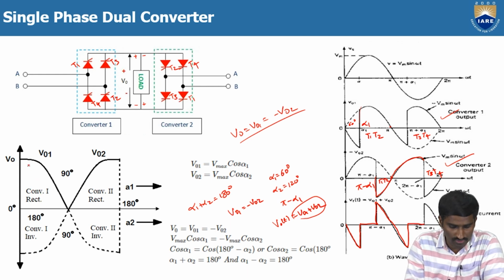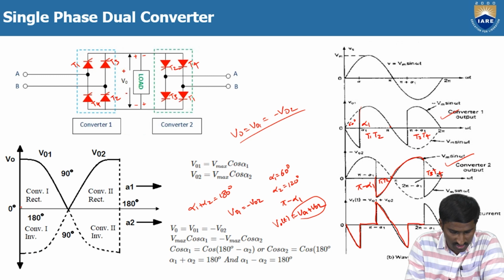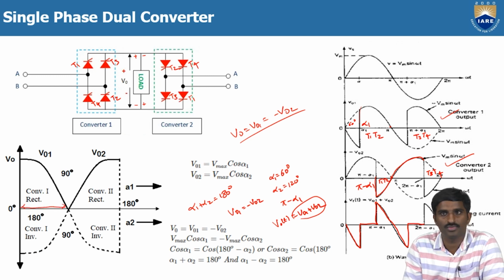Converter 1 will be in the rectification mode when alpha 1 is between 0 to 90 degrees. And the same converter 1 is in the inversion mode from 90 to 180 degrees. That's why here it is in the inversion mode, because it is in the negative half.